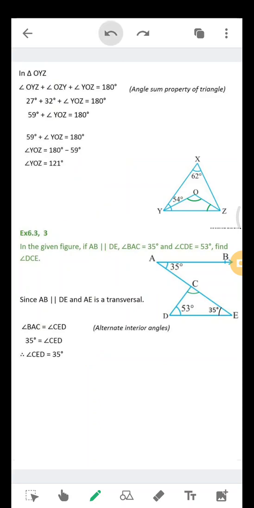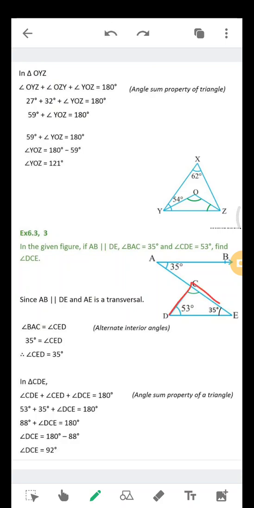Next, I'll use angle sum property for this triangle DEC or CDE, any triangle, you can name it in any way. So in triangle CDE, angle CDE plus angle CED plus DCE, the angle which we have to find, will add up to 180. Why are we adding equal to 180? Because that is angle sum property. The sum of the angles of a triangle is 180. So CDE is 53, you can see here. Angle CED is 35, so I have taken the values here.